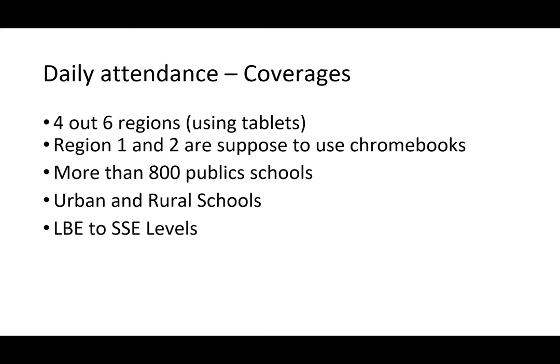Now, region 1 and region 2 are supposed to follow. They already have Chromebooks, and they are going to use the internet to enter the data. We'll talk about that later on. So we have more than 800 public schools now using it, from urban to rural schools, and from lower basic to senior secondary, which is primary, junior secondary school, and senior secondary school or high school.